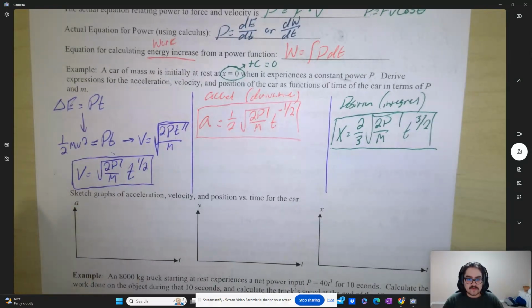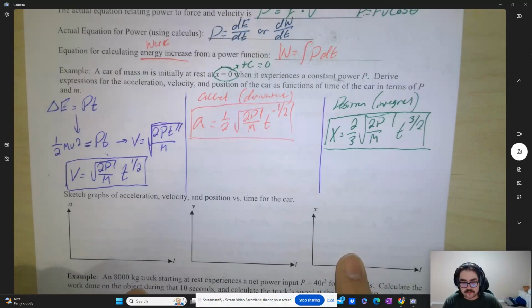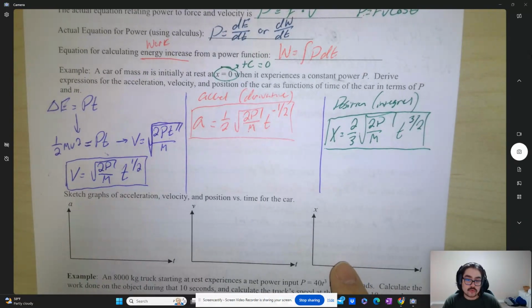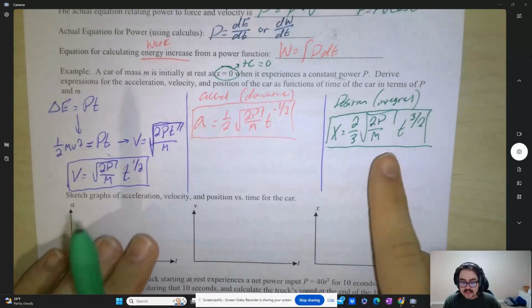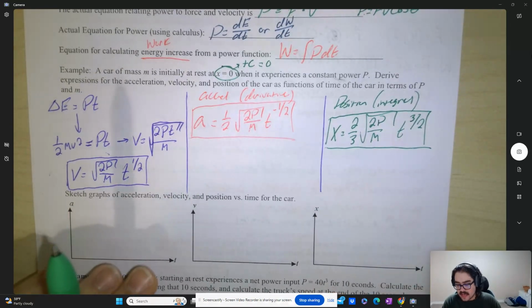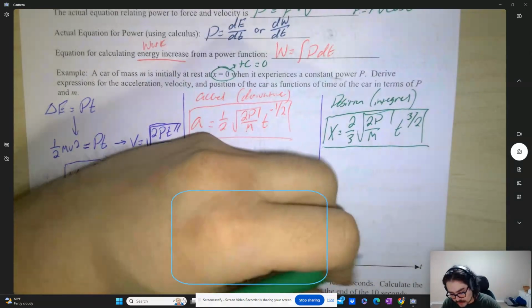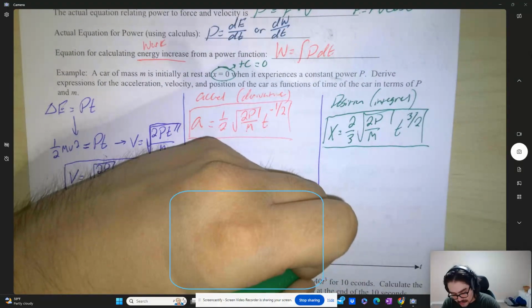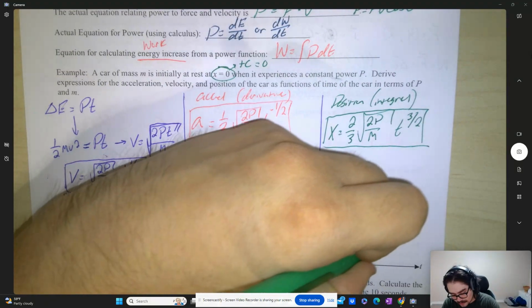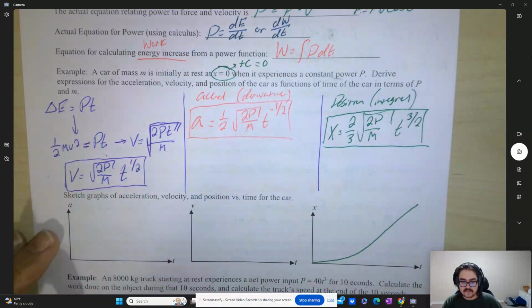To give you the graphs, you can see how these graphs are trending if you were to put them into Desmos. This graph right here is really funky. The position graph should be relatively slowly increasing, and then it kind of goes like that, sort of.